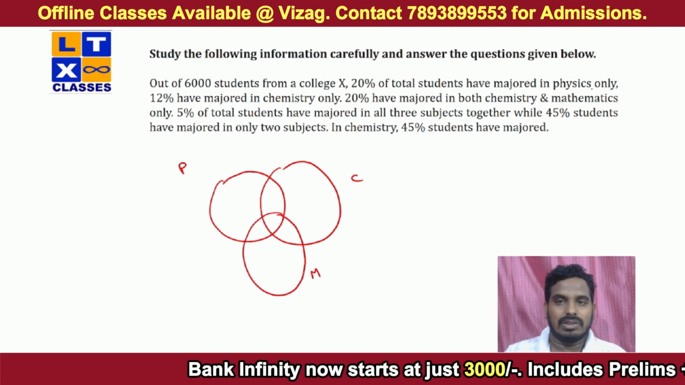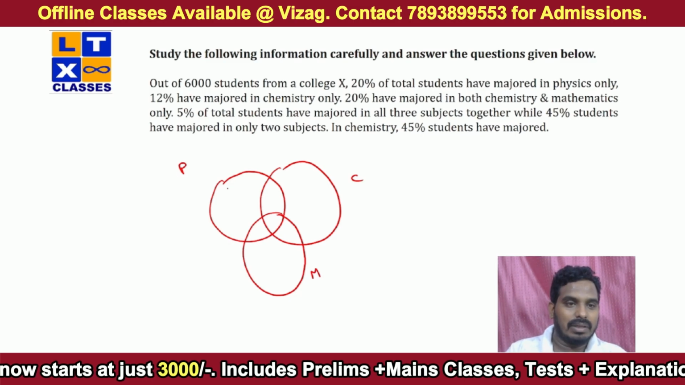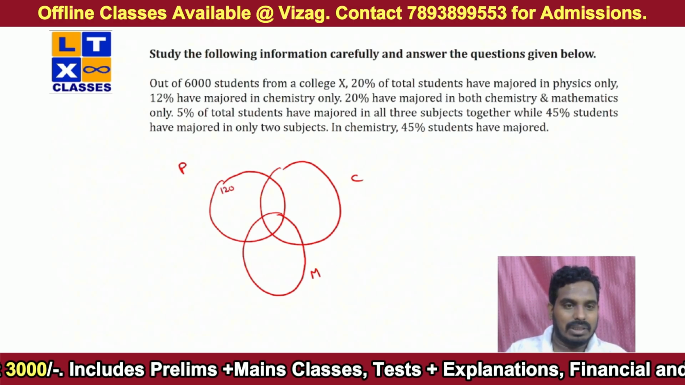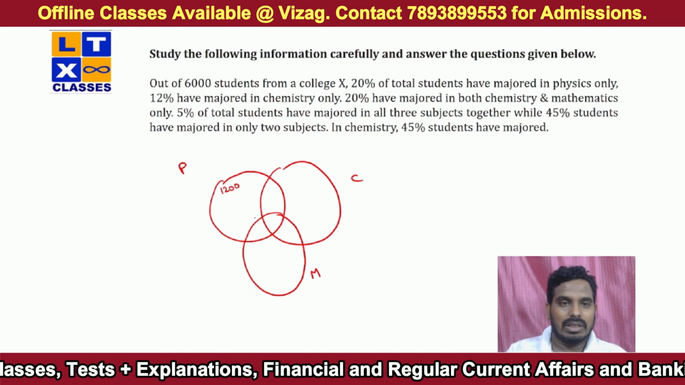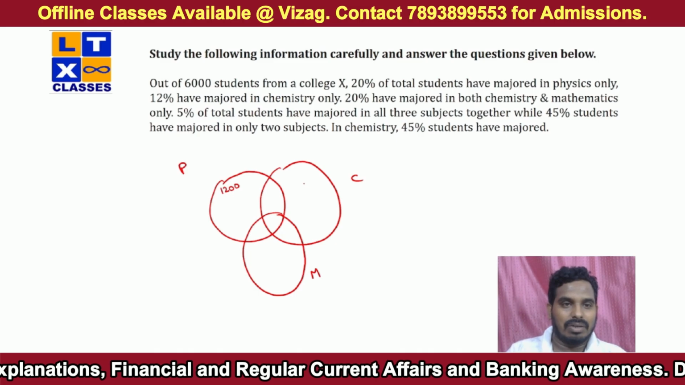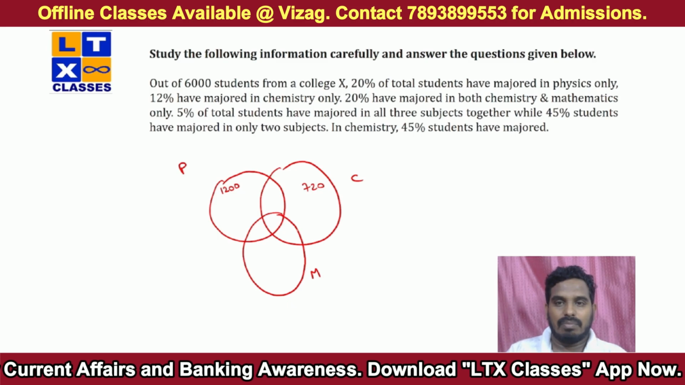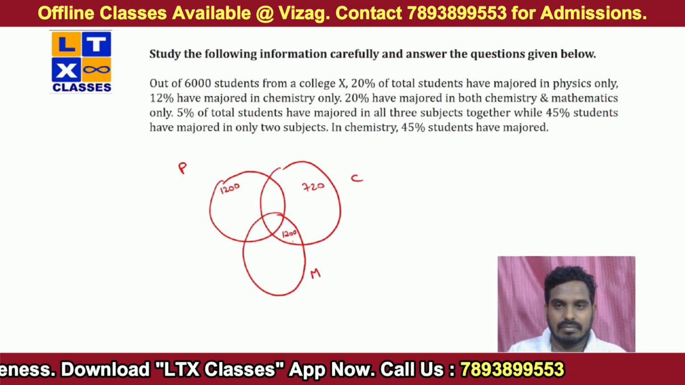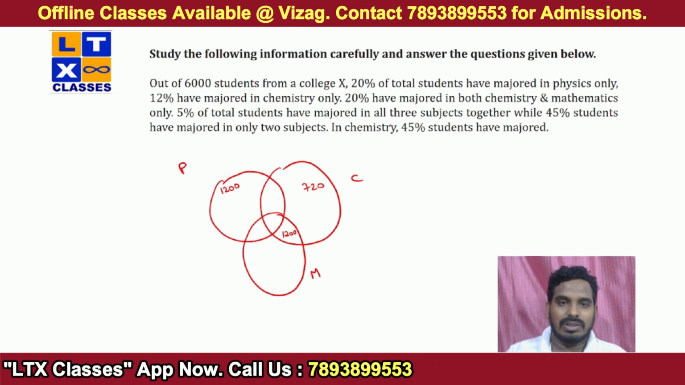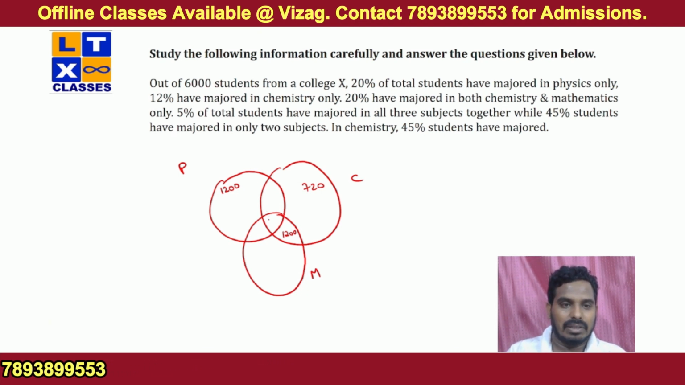So 20% of the students are majored in physics only. So out of 6,000, 20% will be 1,200, right? 10% is 600, so 20% would be 1,200. Now what about chemistry? 12%, 12 6 is 72, which is 720. 20% has been majored in both chemistry and mathematics. So both chemistry and mathematics is 1,200 again, right? 5% of the students have majored in all the three subjects together. So 10% is 600, 5% would be 300, right?